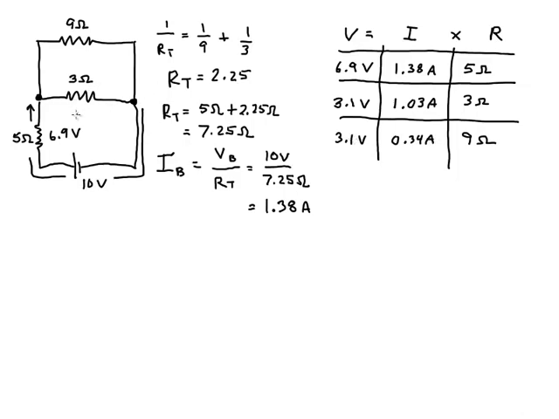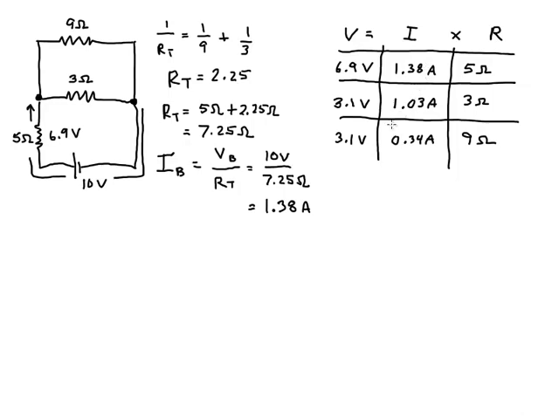Let's see if we can check this against reality over here. The current going through here is 1.38 amps. It's going to split into two different paths, and that would mean that this current that it splits into and this current that it splits into have to add up to this current, and they do. Of course, rounding makes it so they don't look like they do, but they really do. And we've now completely analyzed this circuit.